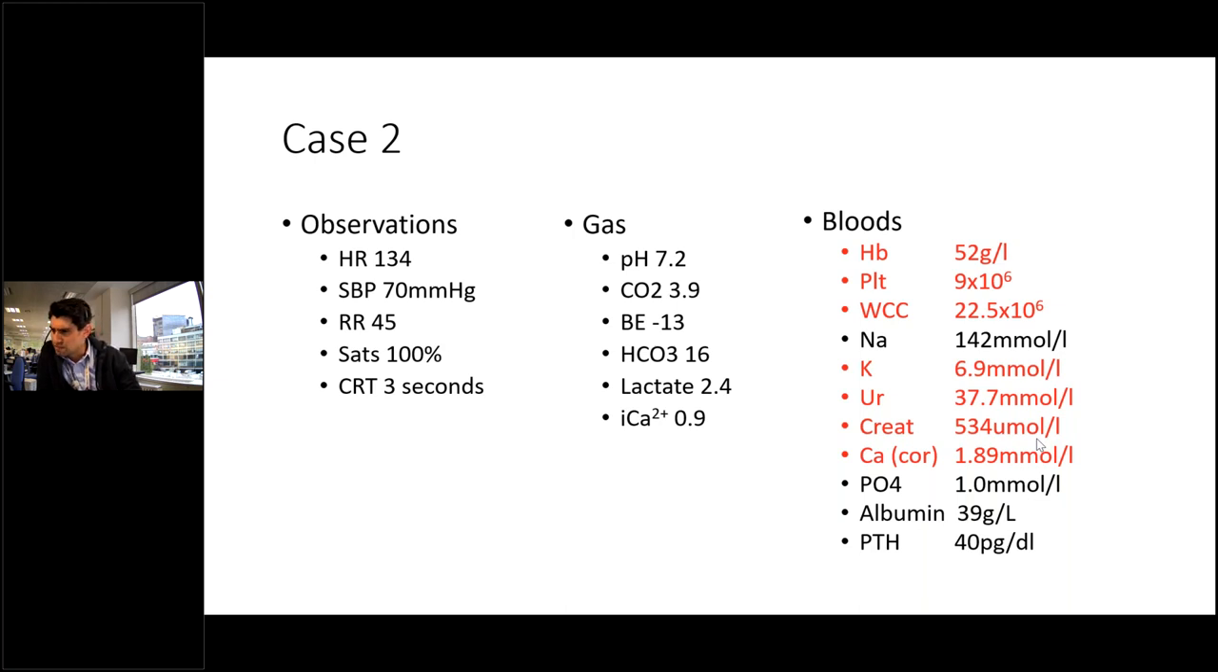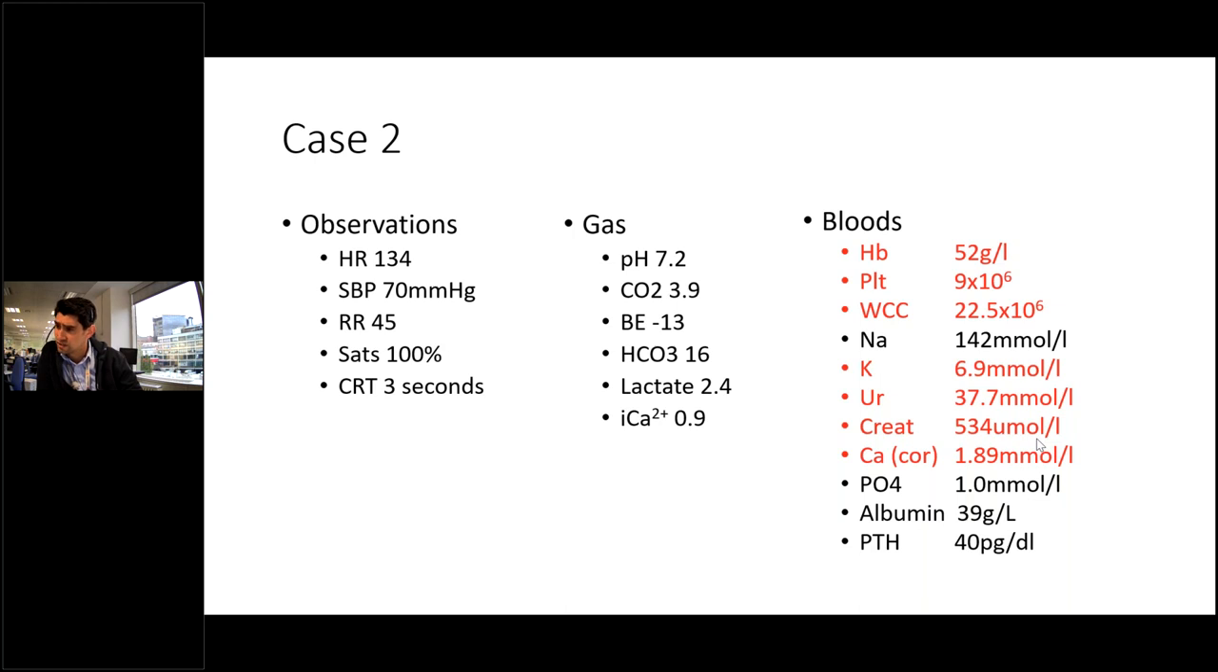Calcium gluconate stabilizes the myocardium. So it won't reduce your potassium, but it might protect your myocardium from arrhythmias. Just a word of caution about calcium gluconate, in that it is very bad for your veins and very painful when it extravasates, as it often always does from a peripheral cannula.